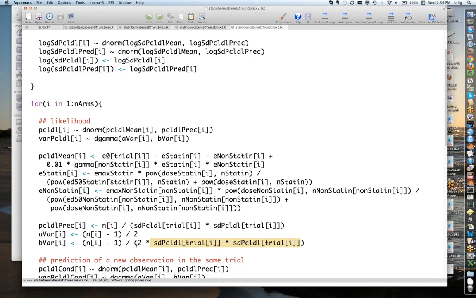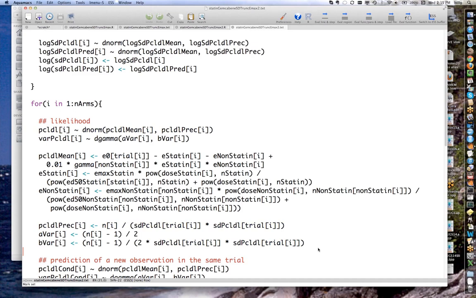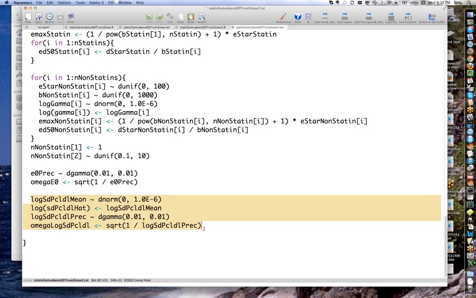In addition, I rewrote the equation here for our PCLDL precision term that's used in the likelihood for the mean. I rewrote that also in terms of the standard deviations rather than a precision value. So that's the core difference in the model. Of course, we still have to provide some priors for these components. We've got our two components here, the log of our standard deviation, with a mean and a precision associated with that. So I've got to come up with some priors for those, and that's what's going on in this section down here.